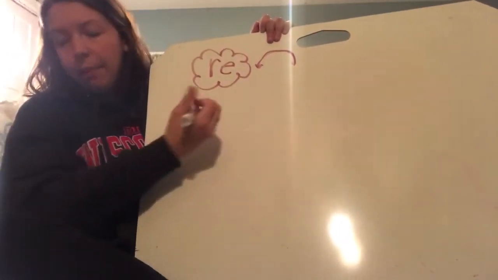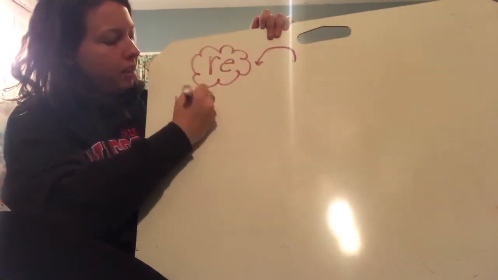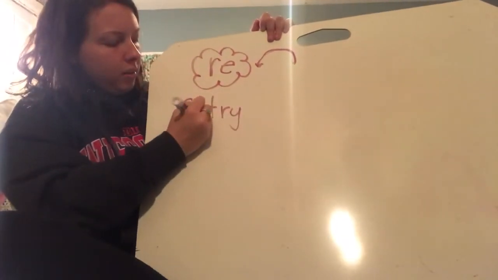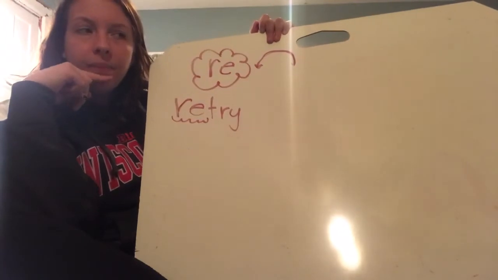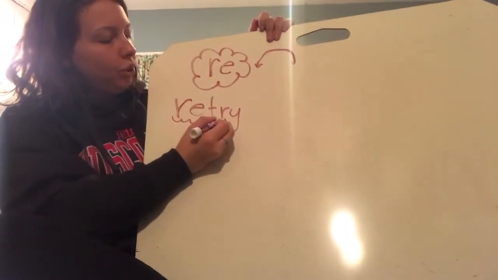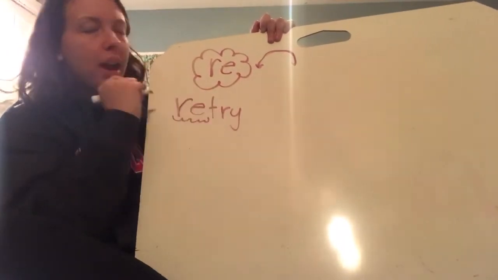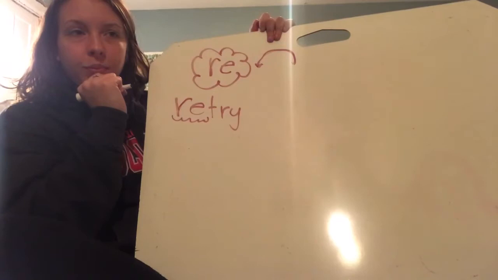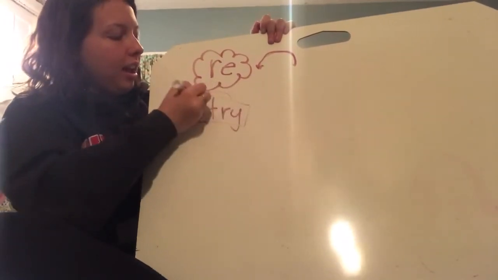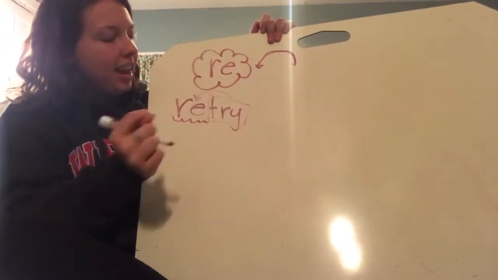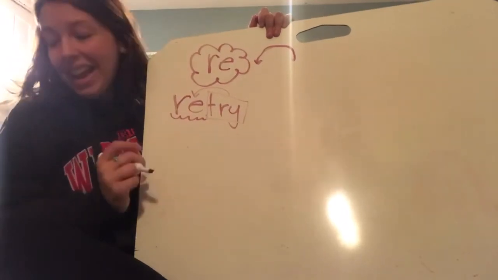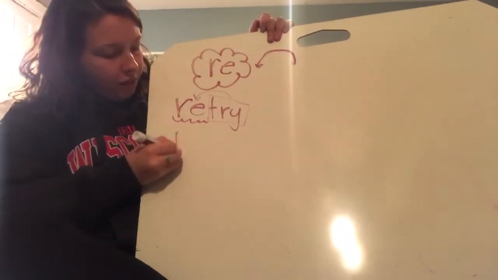So I'm going to give you an example of this. The first one I'm going to show you is retry. So here's our prefix re. What does re mean? Again. Good job. So re means again. So it says try. So what does retry mean? Good, I heard a couple of friends say it. It means to try again. Because re means again, retry means try again. All right, I've got another one for you.